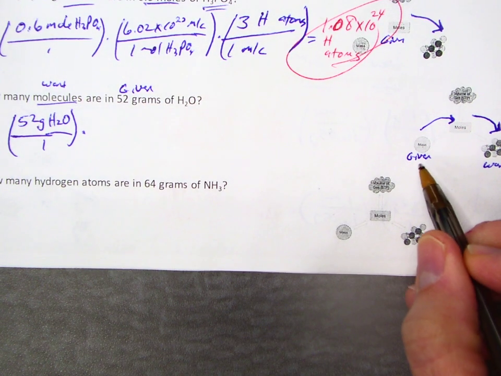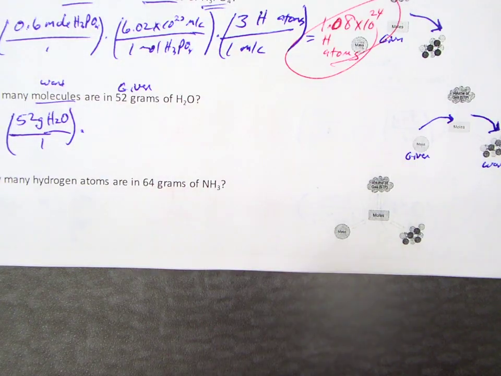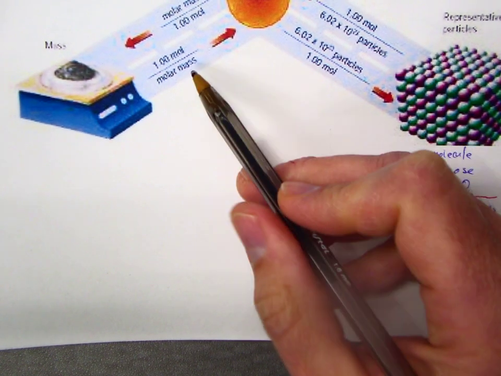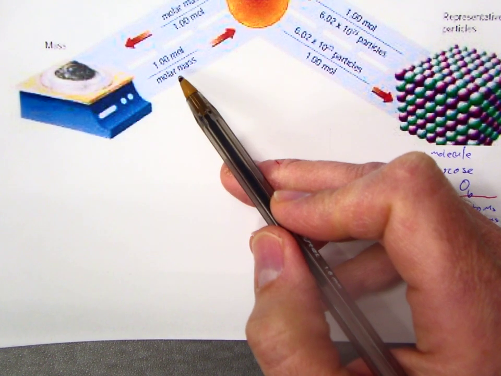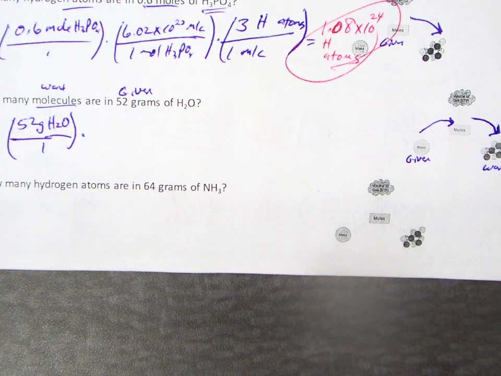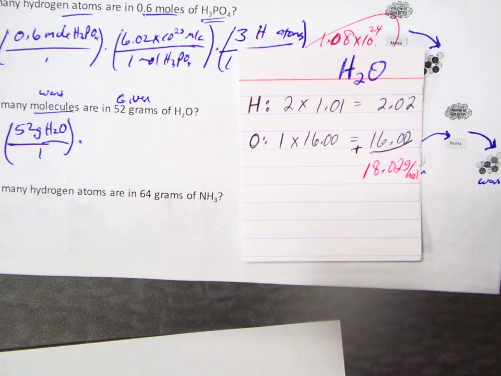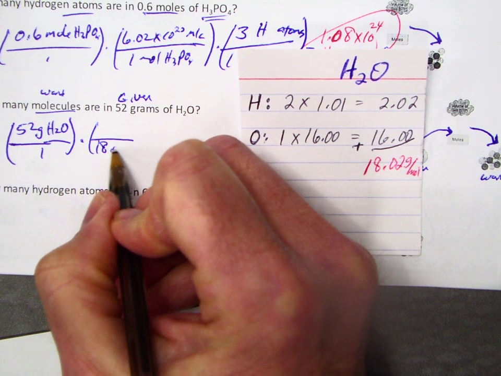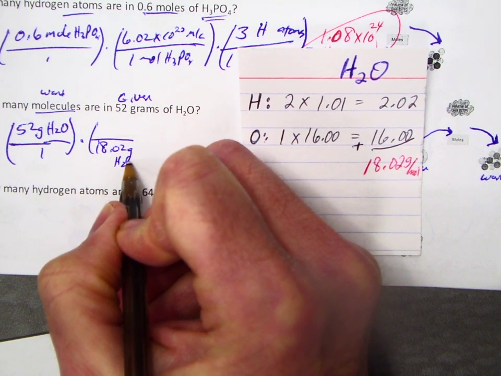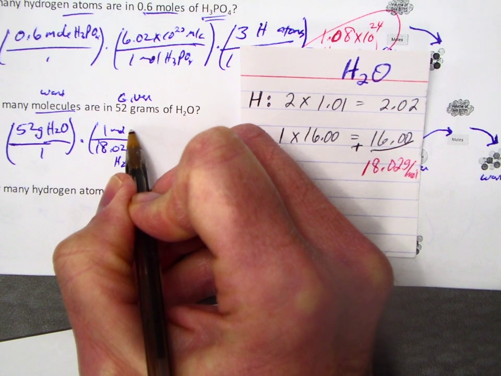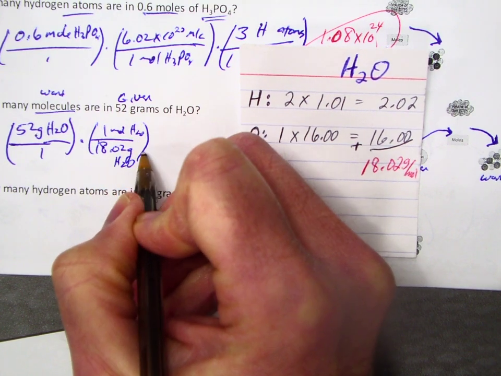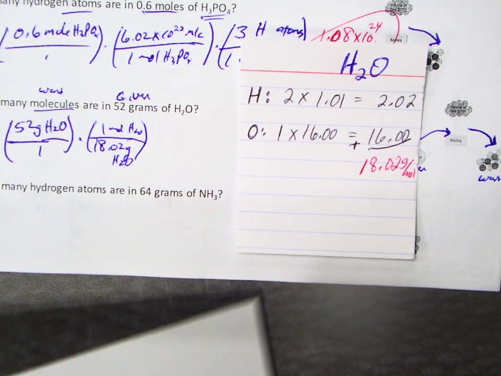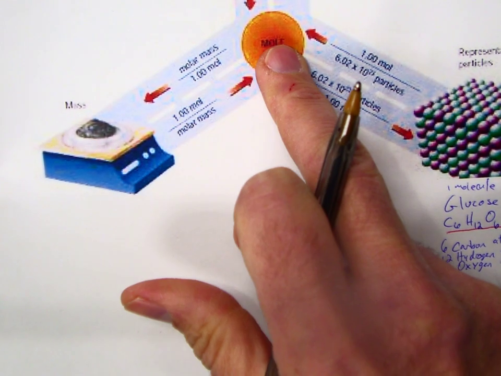And then we're going to go from mass to moles. And to do that, you put moles on top and molar mass on bottom. So the molar mass of water is 18.02. 18.02 grams of H2O per 1 mole of H2O. Now, that's getting us from mass to moles.